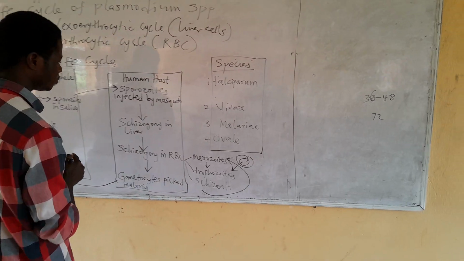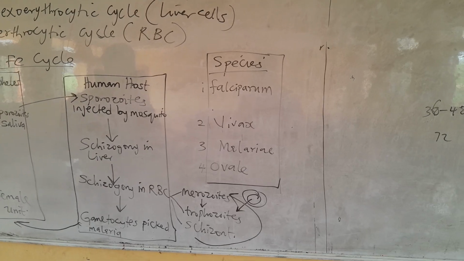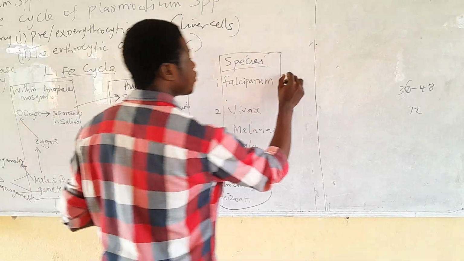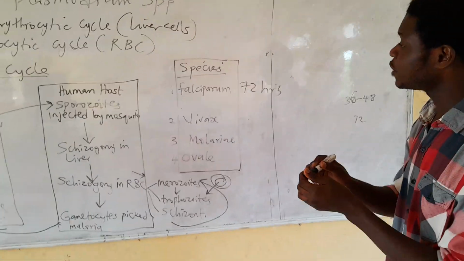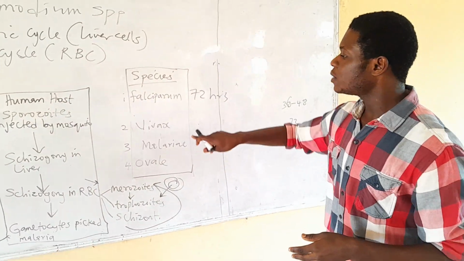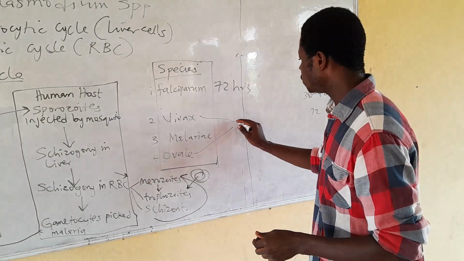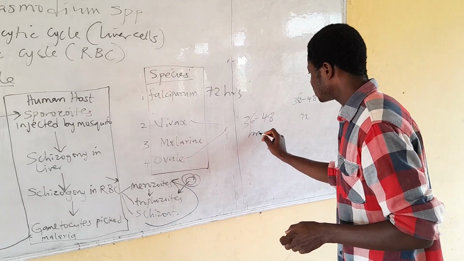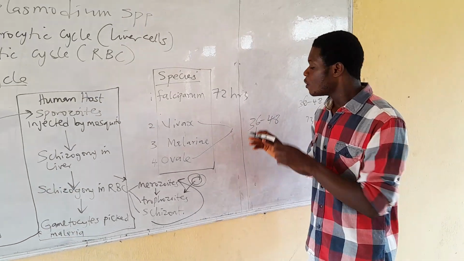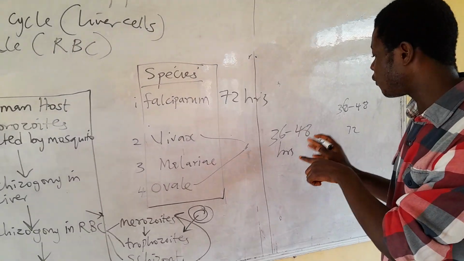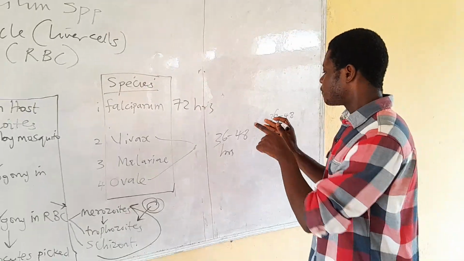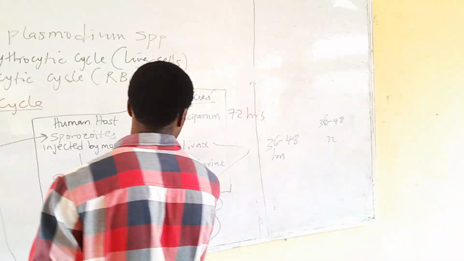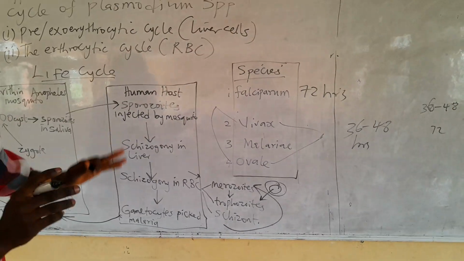So coming to the falciparum, when it enters the red blood cells, its life cycle in the red blood cells is 72 hours. That is for falciparum. It takes 72 hours for the falciparum to develop in the red blood cells. Then for the vivax and ovale, it takes them 36 to 48 hours to develop. Also, in vivax and ovale, there are forms known as hypnozoites.